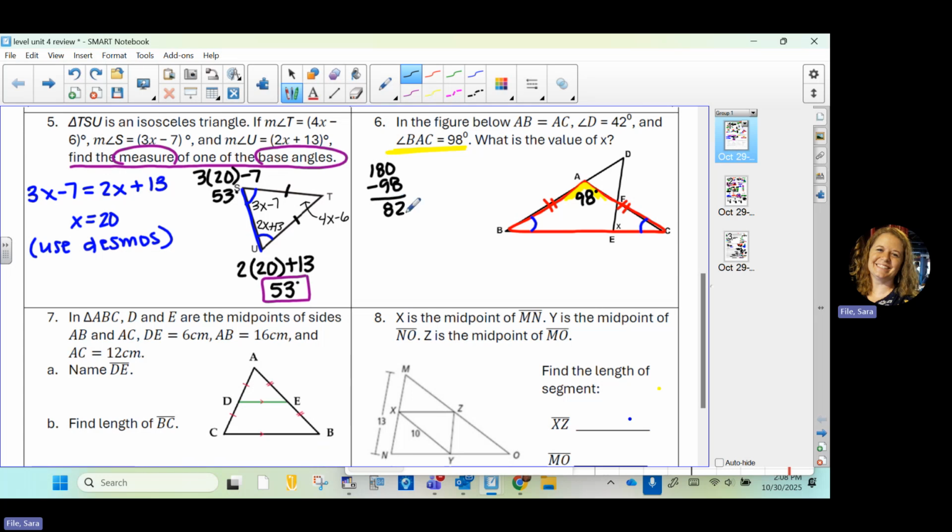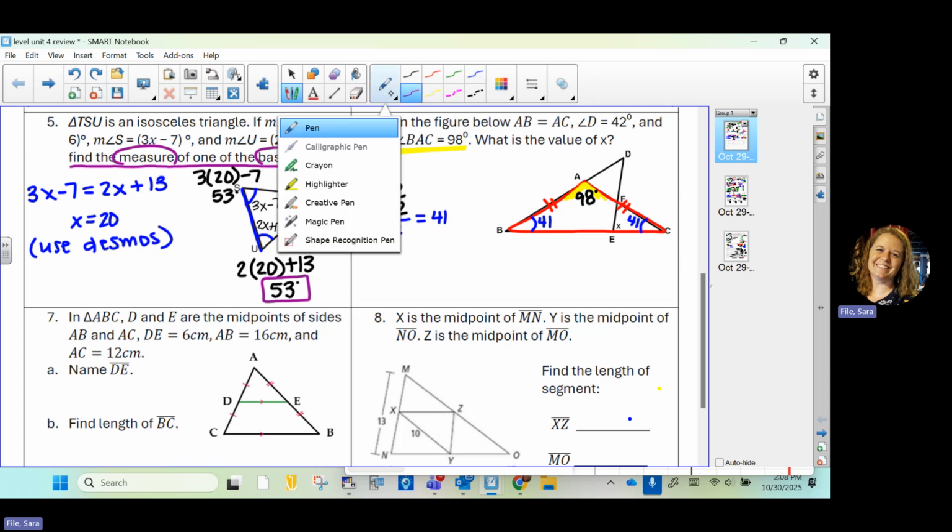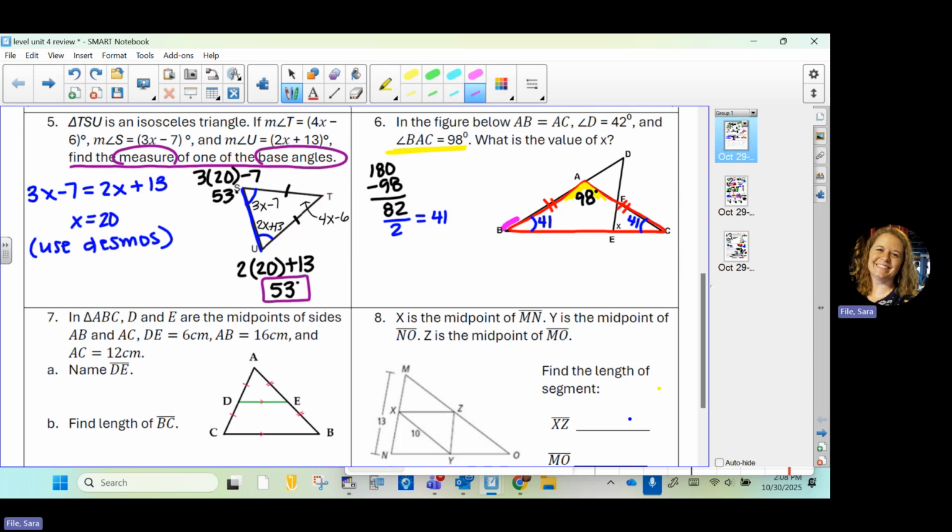Now that 82 has to be split evenly between these base angles. So what should I do? Divide by 2. Good. So 82 divided by 2 is 41. So I've got angle B is 41 and angle C is 41. Easy. All right, now the reason I needed that is because now I want you to focus on a different triangle. Now I want you to look at B, D, E. This triangle here, the purple one.